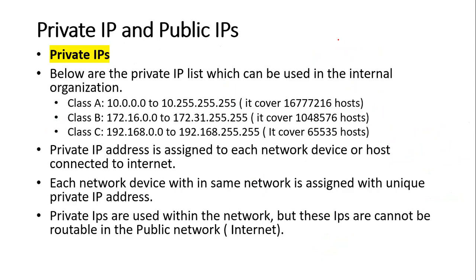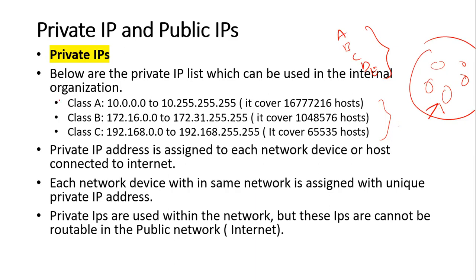Among A, B, C, D, E, we have five types of classification, right? Among them, from Class A, B, C, some IPs are taken as private IPs. These IP addresses are assigned to the internal network. Suppose we have an organization. Inside an organization there will be n number of computers, right? So to assign an IP address to these computers or devices available in the network, inside the organization we have to use private IPs.